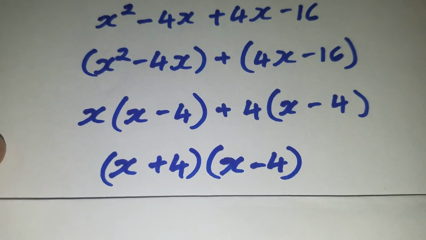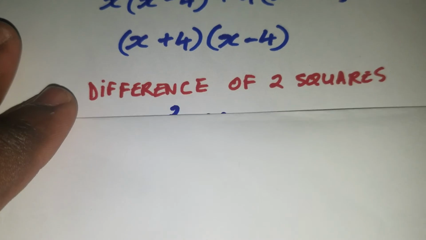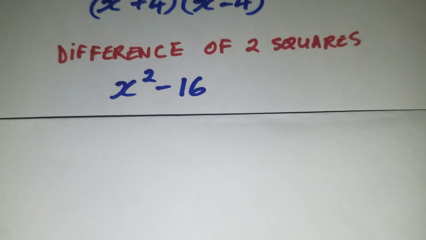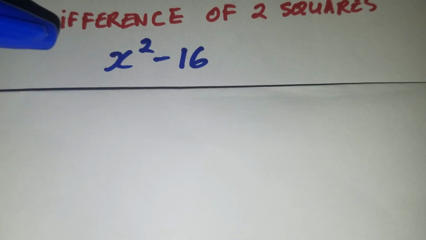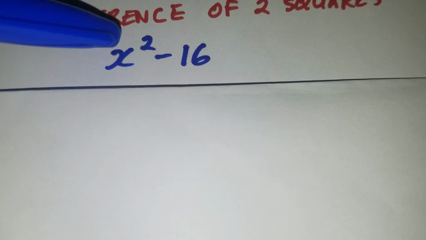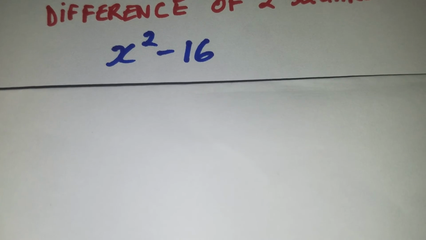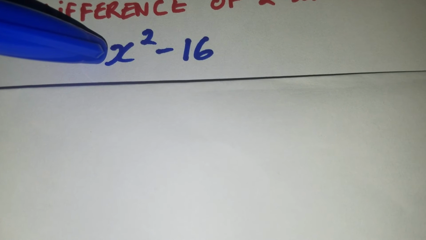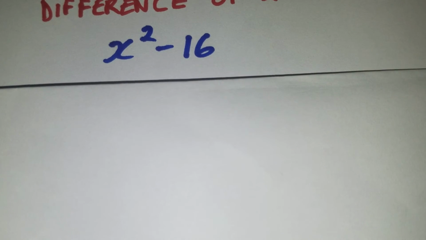However, when dealing with the difference of two squares, we can also make life much easier. The way to do that is to look at the first term, x squared, and look at the second term, 16. What we're going to do is set up our two brackets, and then put the square roots of the terms. The square root of x squared is x, while the square root of 16 is 4.